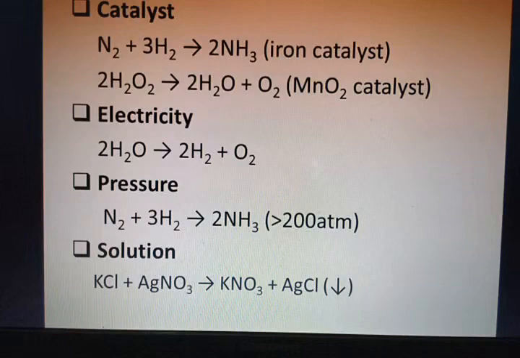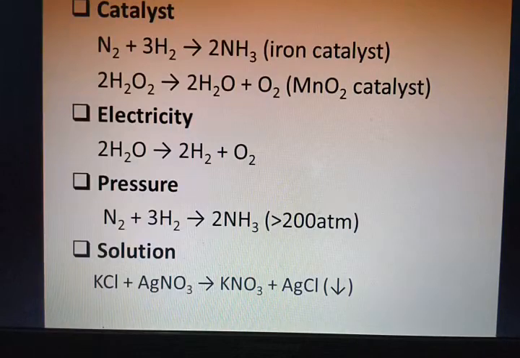Coming to the next, it's electricity. That's another parameter. There are reactions which do occur when electric current is passed through them. For example, decomposition of water. Liquid water can be decomposed into its constituents, hydrogen and oxygen, by passing electric current. So water gets decomposed by passing electricity, and it breaks down into hydrogen and oxygen gas.